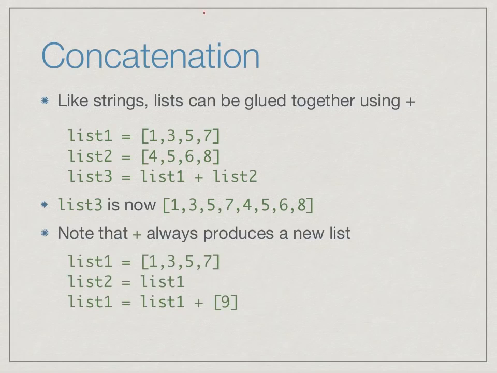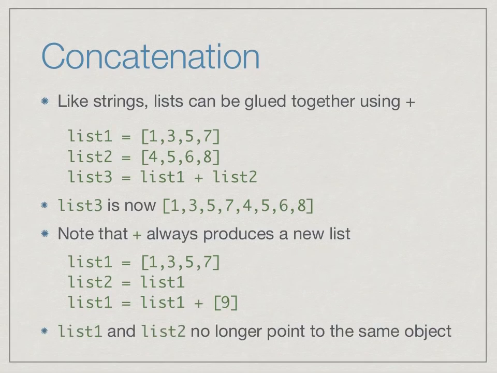One important thing to recognize in our context of mutable and immutable values is that plus always produces a new list. So if we say that list1 is 1357 and then we copy this list as a name to list2, so we saw before that we have 1357 and we have two names, list1 and list2. Now if we update list1 by saying list1 plus 9, this will actually generate a fresh list which has a 9 at the end, and it will make list1 point there, and list2 will no longer be the same. So list1 and list2 will no longer point to the same object.